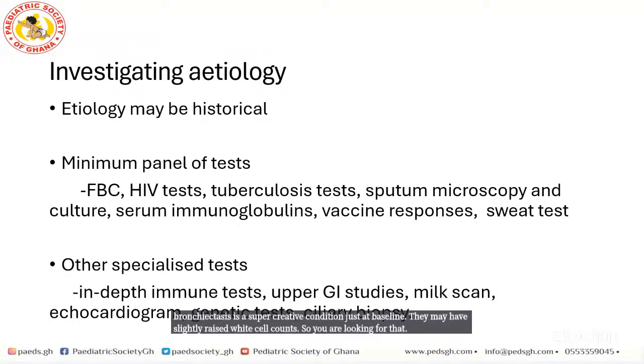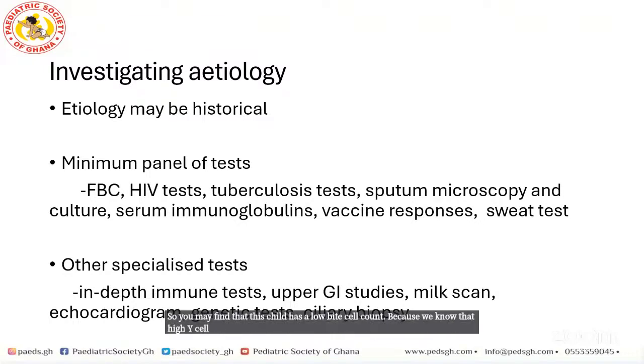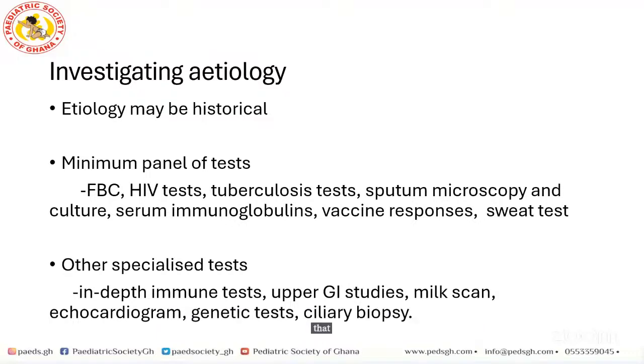The other thing you are looking for on the full blood count is any evidence of immunodeficiency. So you may find that this child has a low white cell count, okay? Because we know that high white cell counts suggest an infection. Sometimes when we see a low white cell count, then we are excited. But the low white cell count is also abnormal. That may be evidence of a primary immunodeficiency. And then you look at the neutrophils and they have almost no neutrophils. That may be indicative of a primary immunodeficiency.